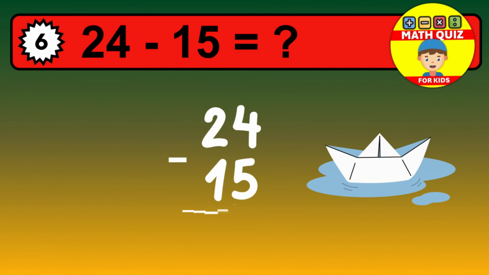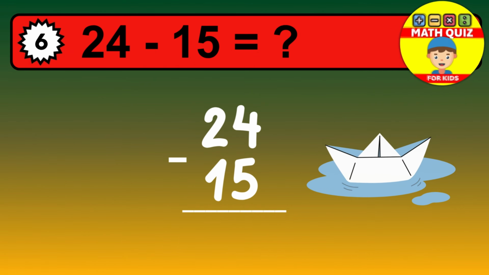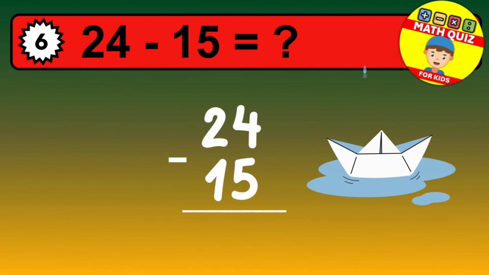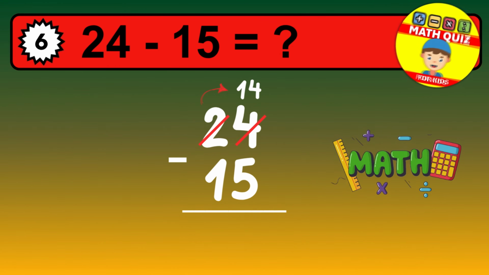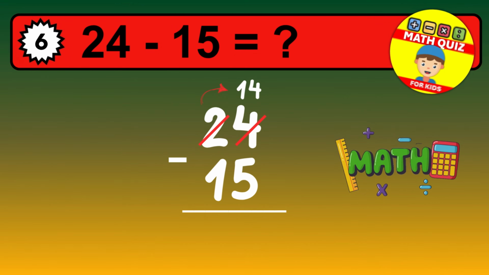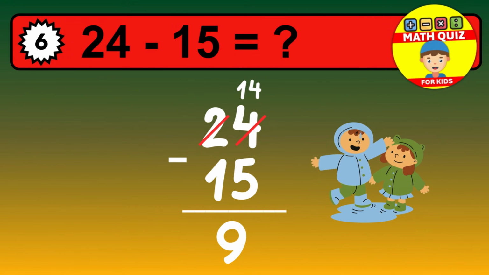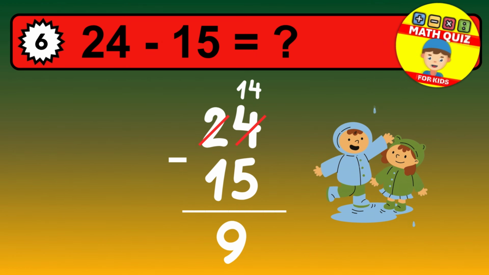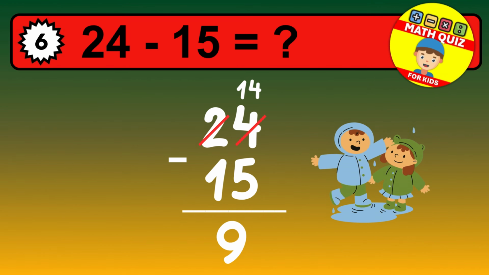Let's solve this step by step. We start with the units. 4 minus 5 is not possible, so we need to regroup. We take 1 ten from the tens column. Now we have 1 ten, and the units become 14. Now we subtract. 14 minus 5 is 9. Then we go to the tens. 1 minus 1 is 0. The final answer is 9.